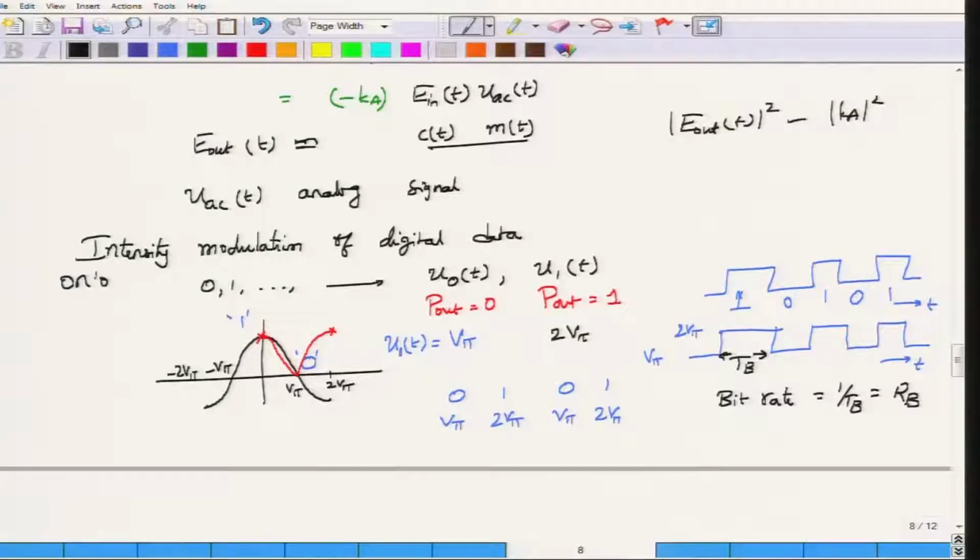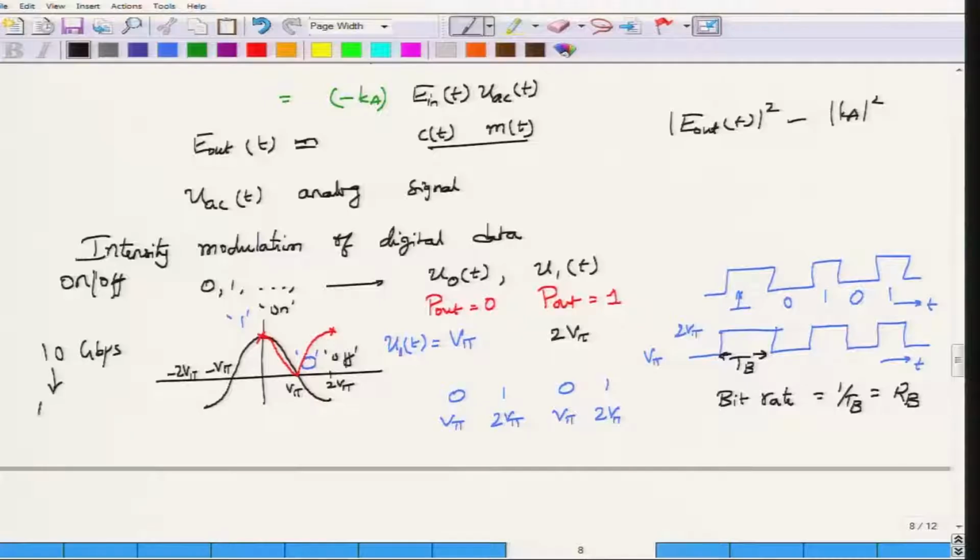Why is this called on off keying? Well, since you are moving between the on point of the Mach Zehnder modulator and transitioning from on to the off point of the Mach Zehnder modulator, this is called on off keying. So, it is kind of operating like a key. Whenever you get a 0, you go to the minimum transmission point, when you get 1, you go to the maximum transmission point. So, this is how you can perform intensity modulation of digital data or the on off keying. This is a popular modulation technology that has been used up to 10 Gbps optical communication systems.